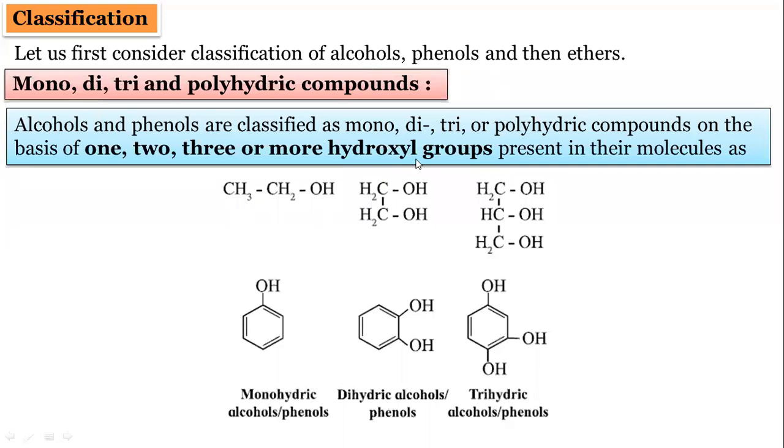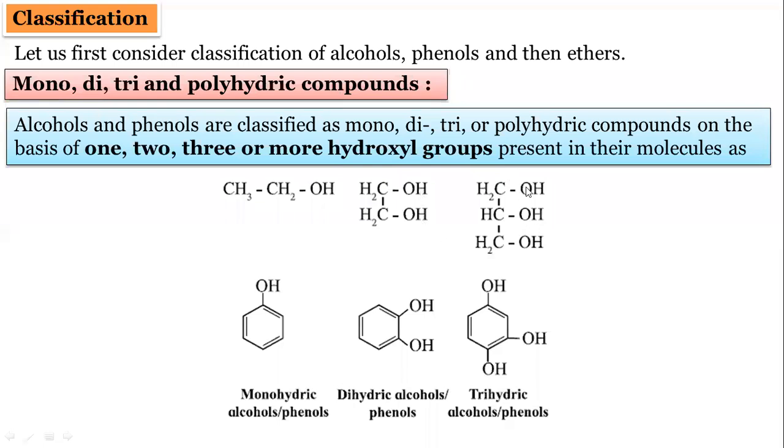These are classified depending upon the number of OH groups: mono, di, tri and polyhydric compounds. Mono, the name itself suggests it contains only one OH group. See here, this is a mono alcohol. This is called monohydric. Monohydric means this contains one OH group. Dihydric means they contain two OH groups.